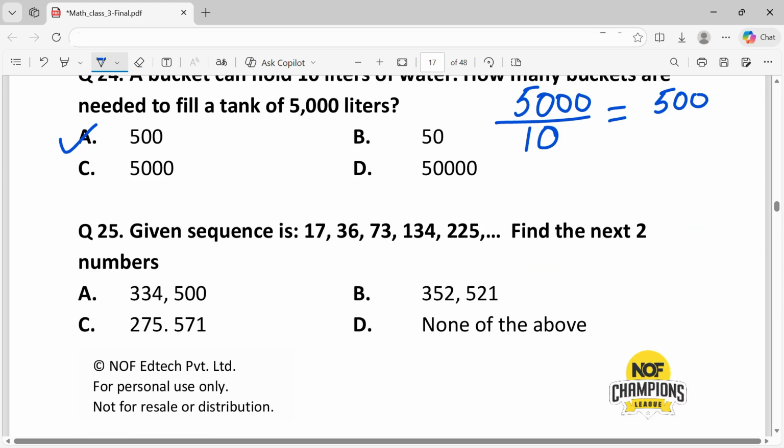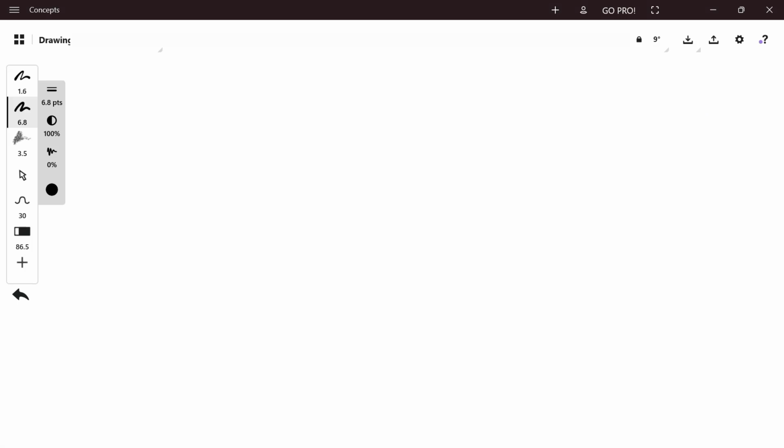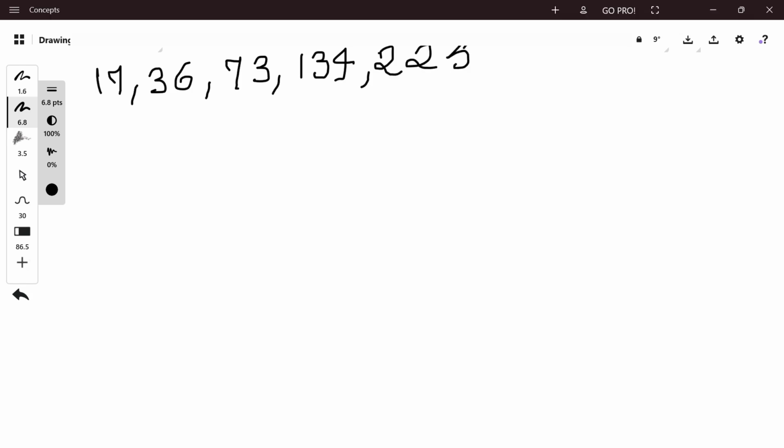Question 25. Given sequence is 17, 36, 73, 134, 225. Find the next two numbers. Shifting tabs for this, the sequence given is 17, 36, 73, 134, 225.